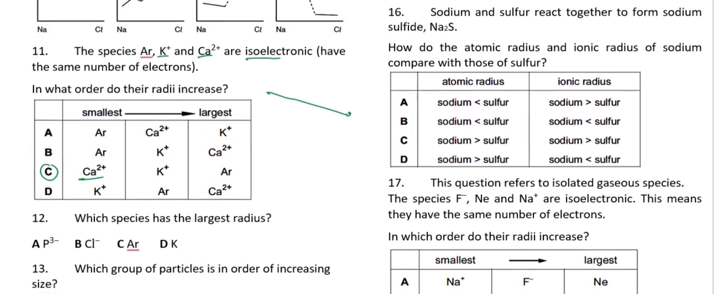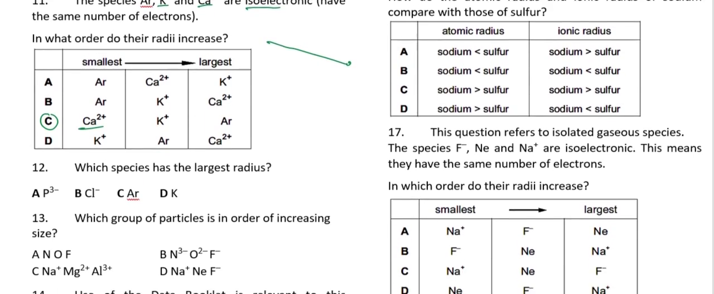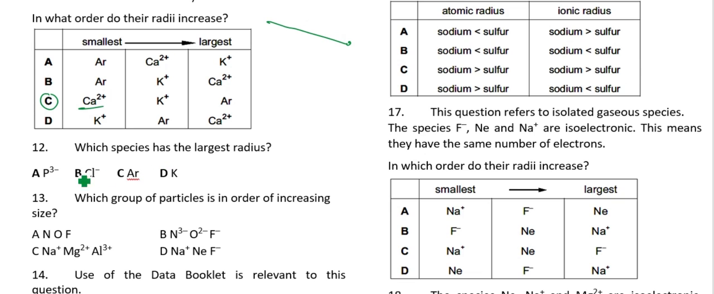Then he says which species has the largest radius. We discussed that the largest radius is the phosphide ion, because negatively charged ions have larger radius than their parent atom, and that further decreases across the period. So the phosphide ion has the largest one. Next question, he says which group of particles is in order of increasing size.